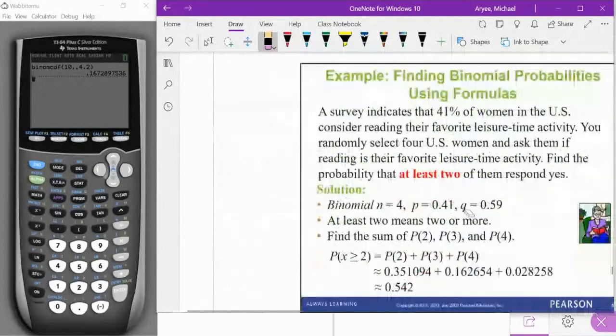Great. My time is gone, but let me mention this. If the question says at least, right? At least means from that number going up. So at least 2 means 2, 3, 4, 5, up to however many values there are. Actually, in this case, there are just 4. So 2, 3, 4. All right. So you can do PDF of 2, PDF of 3, PDF of 4, and then you could answer that.